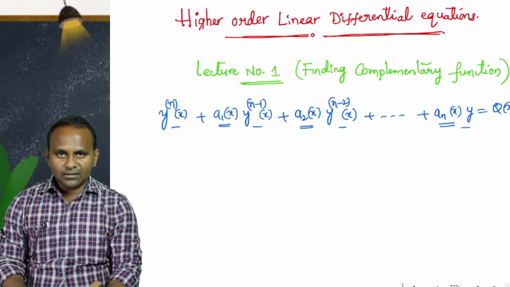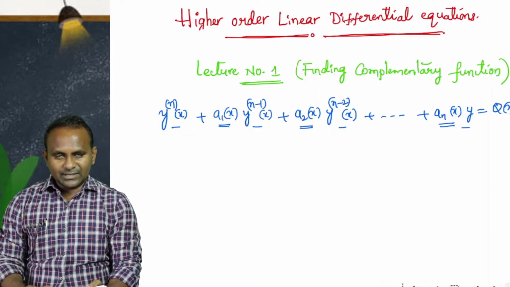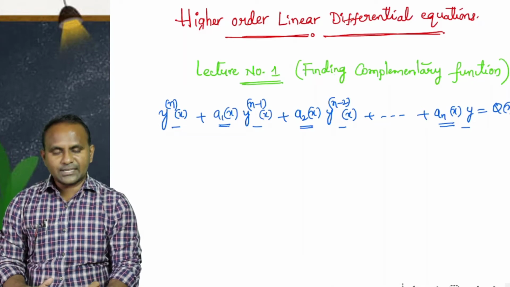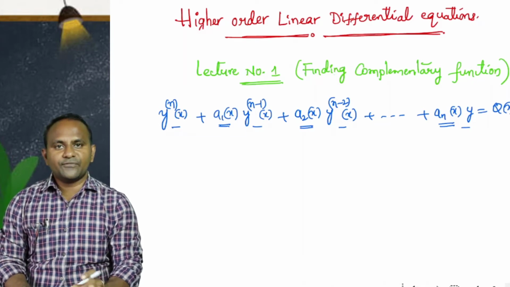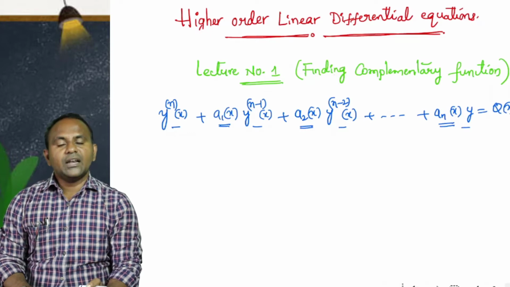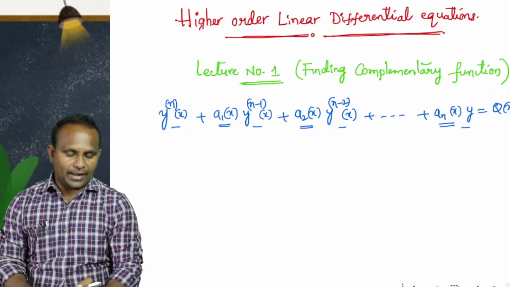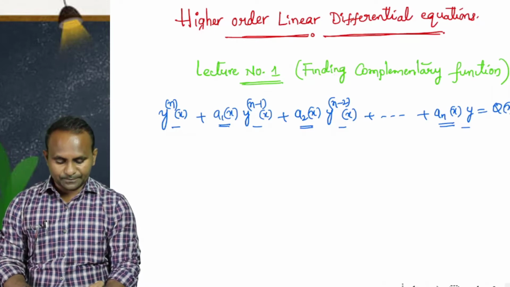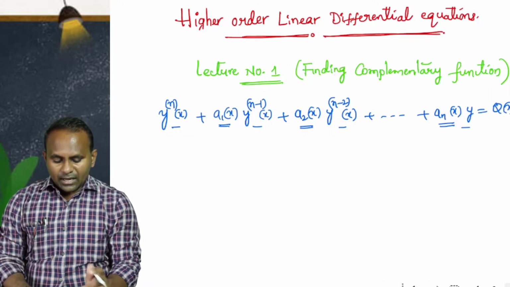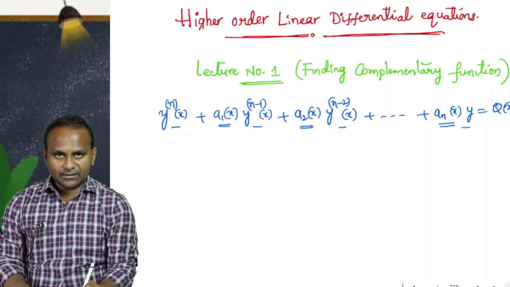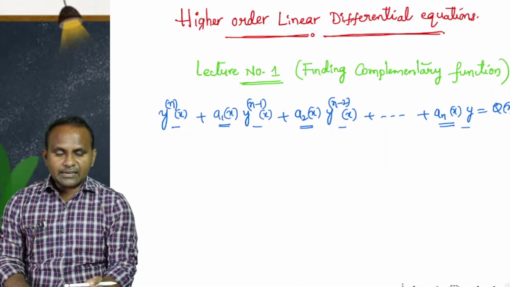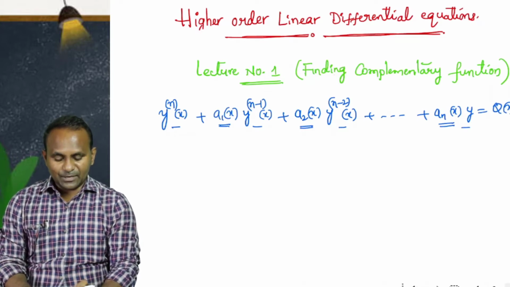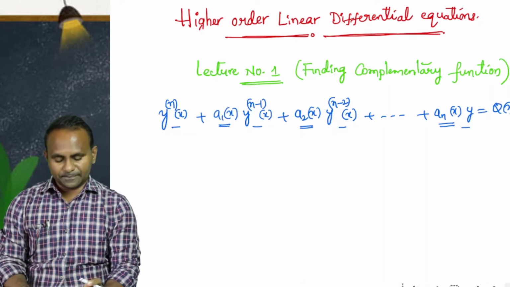Linear. Why? Because the equation has the derivatives with power 1, and the term y is also having power 1, and there are no products of y and its derivatives. So this is a linear differential equation of higher order in y. This is the general expression of writing a higher order linear differential equation. Here the coefficients are functions in terms of x. I can say this is a higher order linear differential equation with variable coefficients. The derivative coefficients are variables.